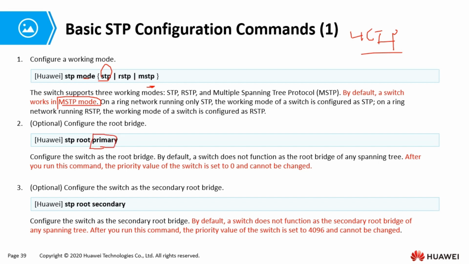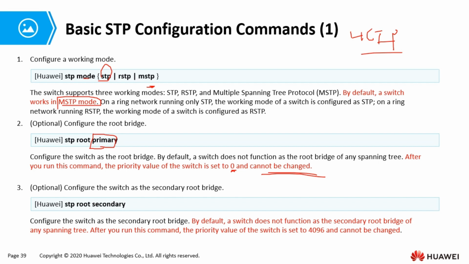So if you're going to set STP root primary, that means you are going to set the priority of the switch as 0. Once it is set as 0, it cannot be changed. For example, on the previous slide I mentioned some switches, when they join this network, might have a smaller bridge ID. If they join with a smaller bridge ID, it will trigger new STP calculations, and then they take over the root bridge.